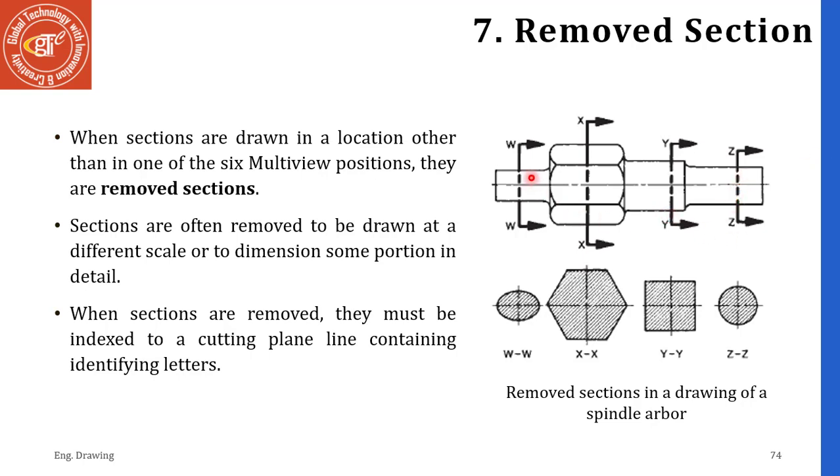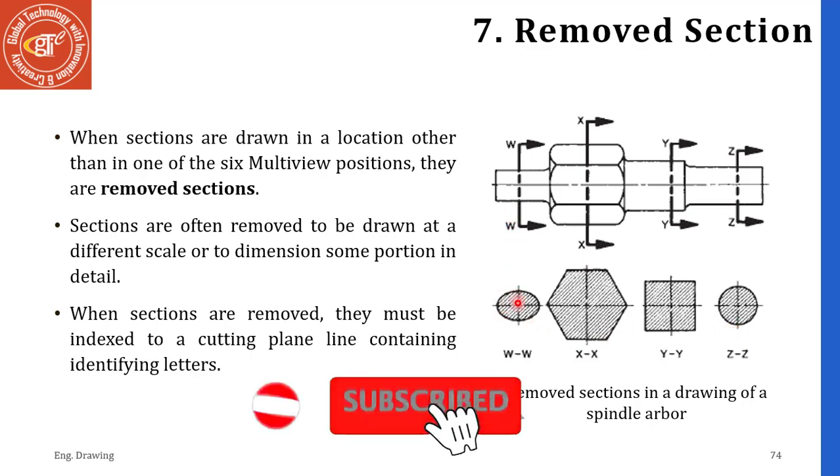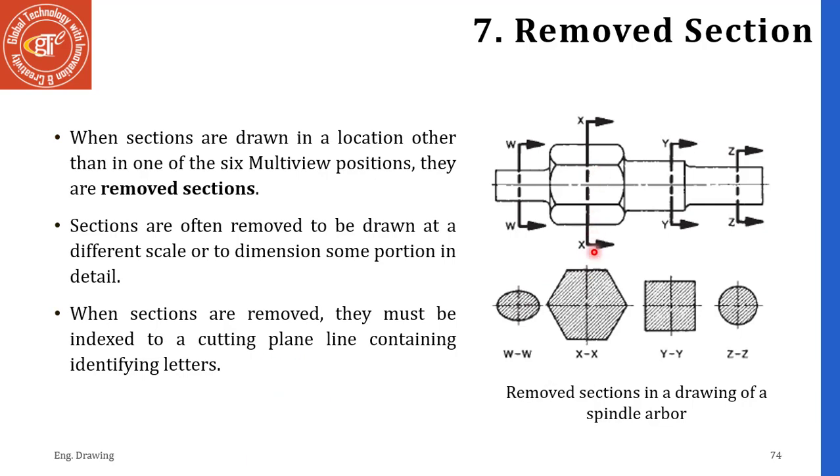The difference between the revolved and removed section view is that in a revolved section view, the section view is drawn on the multi-view drawing, while in the case of a removed section view, the section line is used and each section line is indicated by a letter, and that letter shows the section views. And here is the section view of W-W, here is the section view of X-X, here is the section view of Y-Y, and here is the section view of Z-Z.